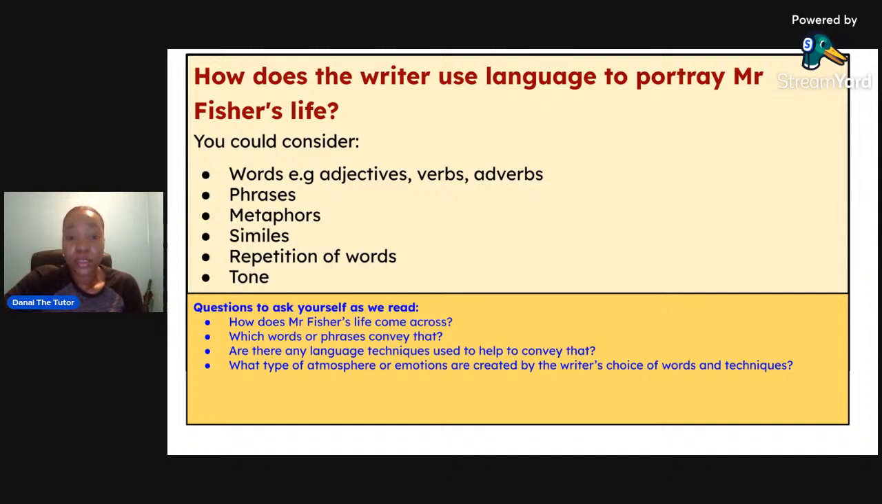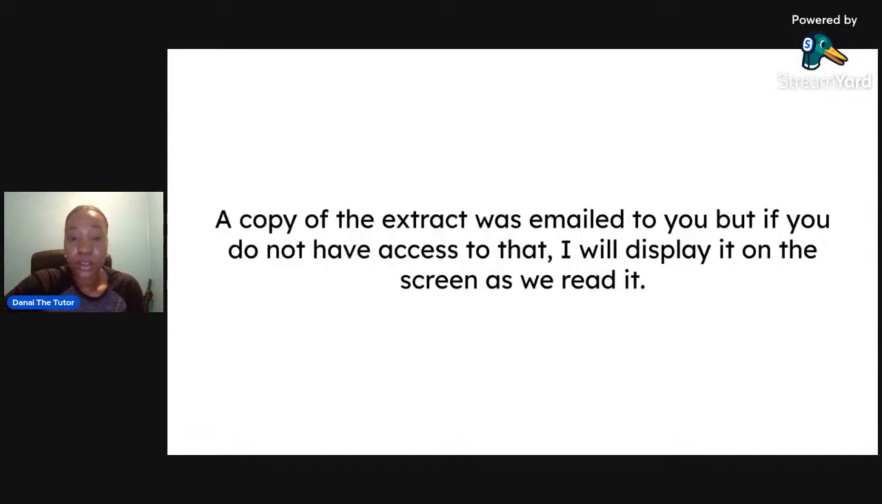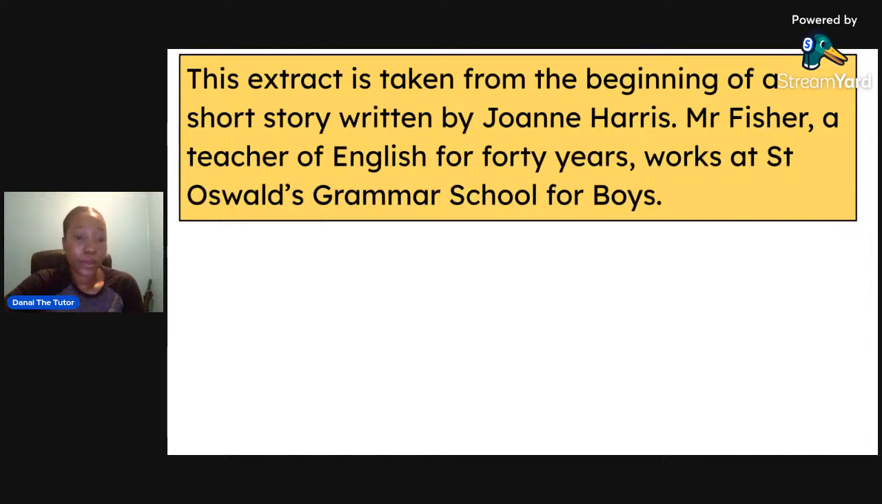Are there any language techniques used to help to convey that? And what type of atmosphere or emotions are created by the writer's choice of words and techniques? Okay. And again, because our question is about how his life is portrayed. So like I said, a copy of the extract has been sent, but it will be displayed as well if you don't have that to hand.